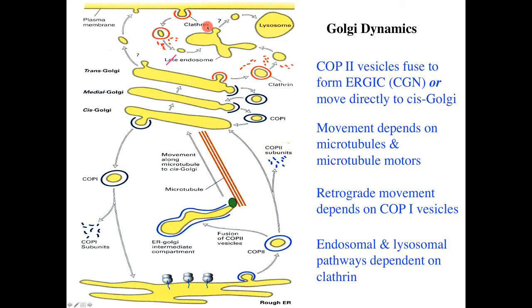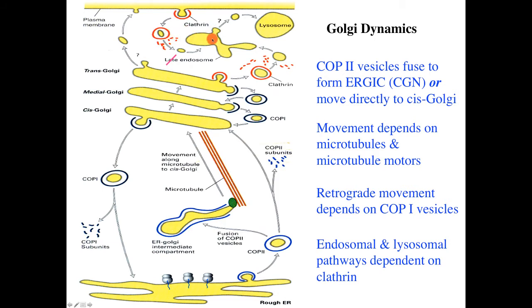Here we're talking about the endosomal and lysosomal pathways, and these usually depend on clathrin. Here we're looking at a clathrin-coated pit forming at the cell surface, pinching off to form a clathrin-coated vesicle, not unlike what we talked about with LDL internalization. When this vesicle has pinched off, before it can fuse with an endosome, it has to lose the clathrin coat, and then it fuses with an endosome.